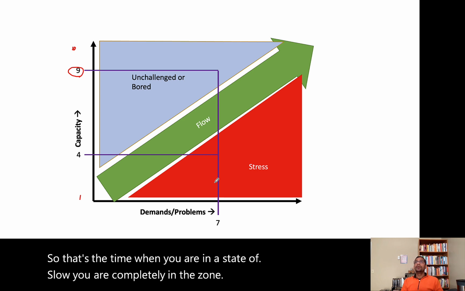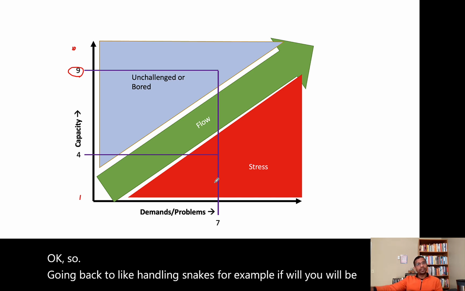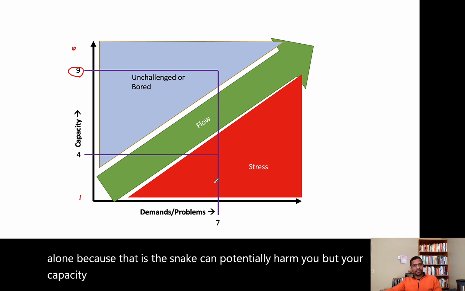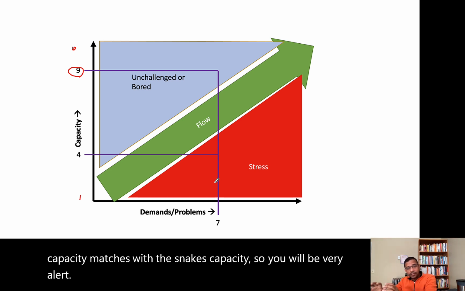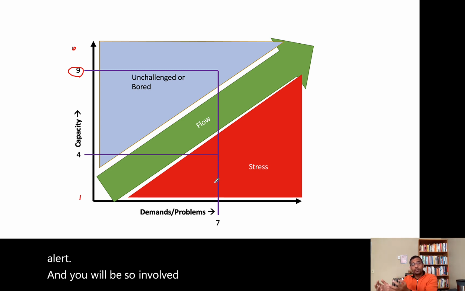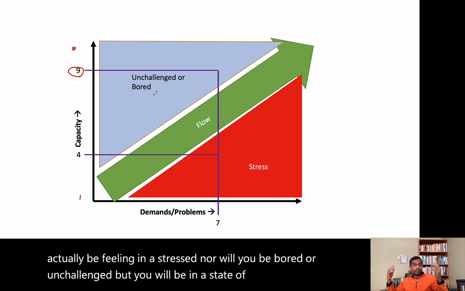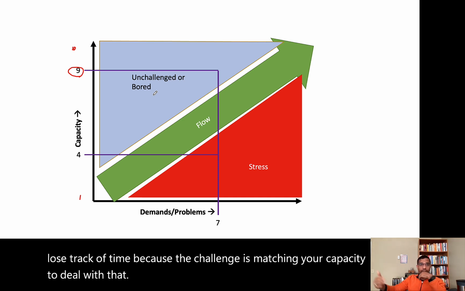Okay. So going back to handling snakes, for example, you will be alert because the snake can potentially harm you, but your capacity matches the snake's capacity, so you will be very alert, and you will be so involved handling the snake that you will not actually be feeling stressed, nor will you be bored or unchallenged, but you will be in a state of flow. You will literally lose track of time because the challenge is matching your capacity to deal with that challenge, the difficulty, the problem.